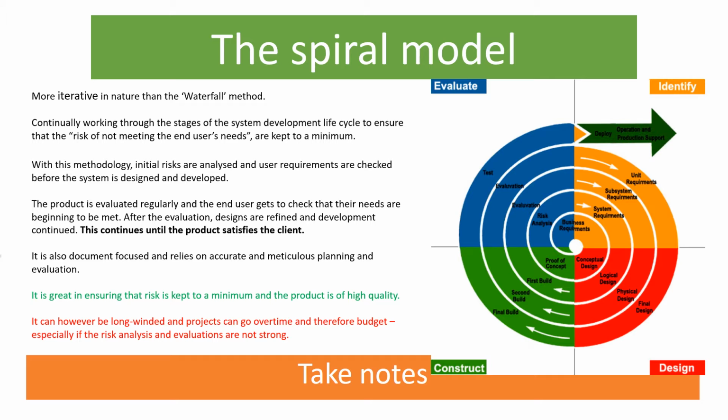The spiral model is more iterative than the waterfall model. Now remember that iterative means loop. So we continue to keep going back to the requirements and designing, building and then evaluating until we've got a system that we are actually happy with. So you can see our model is split into 4 quadrants: identify, design, construct and evaluate, and we'll keep moving through those 4 different areas. This minimises the risk of us not meeting the end user's needs and the requirements.